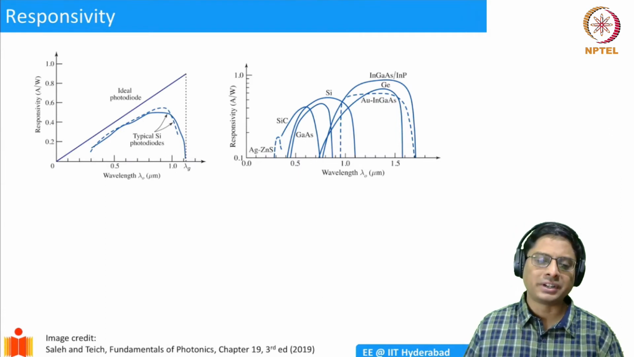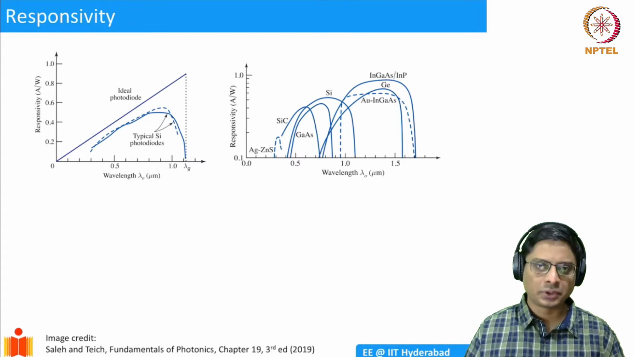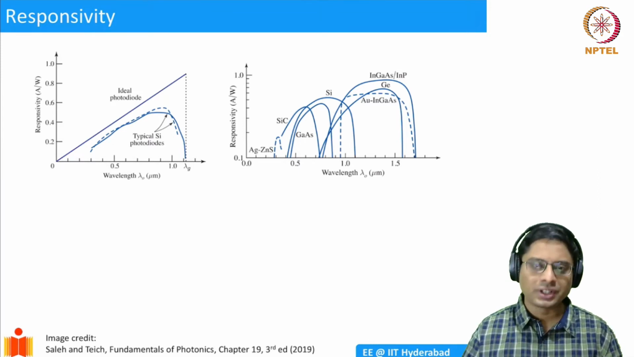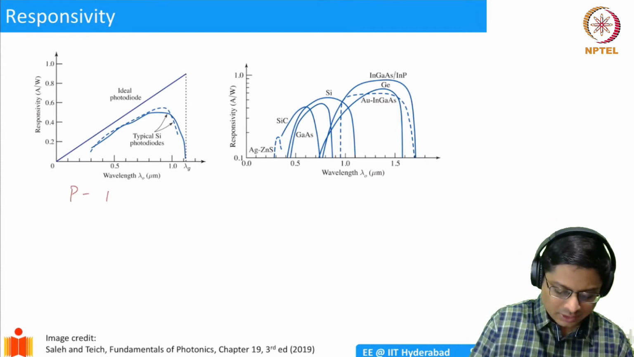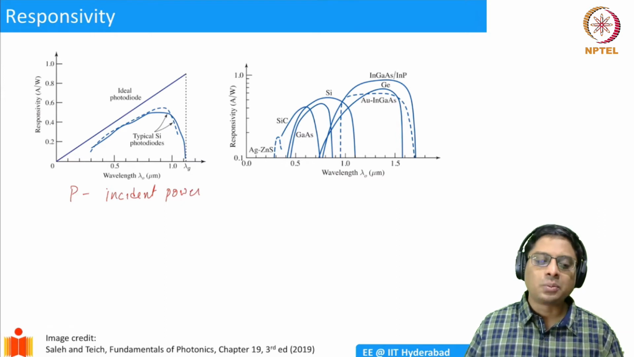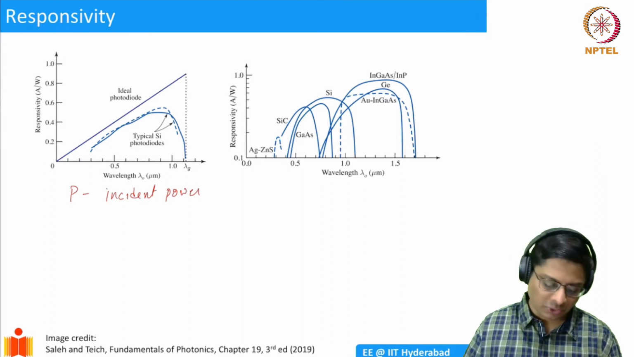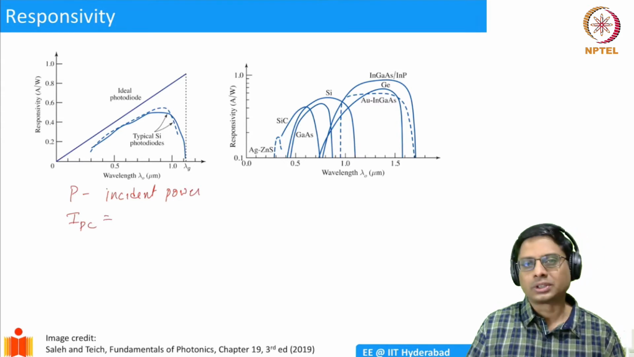This is a very important metric because it quantifies how much current is produced by the detector per unit power. Your input is optical power, let me call it incident power: 1 milliwatt, 1 microwatt, whatever. How much is the current that is produced? We would like to estimate that, and that can be captured by what is known as responsivity. So the photocurrent is going to be equal to what?